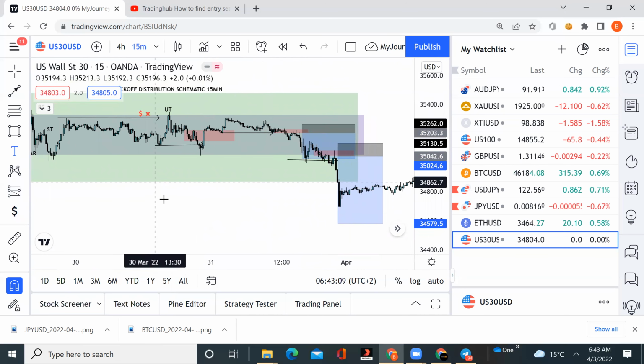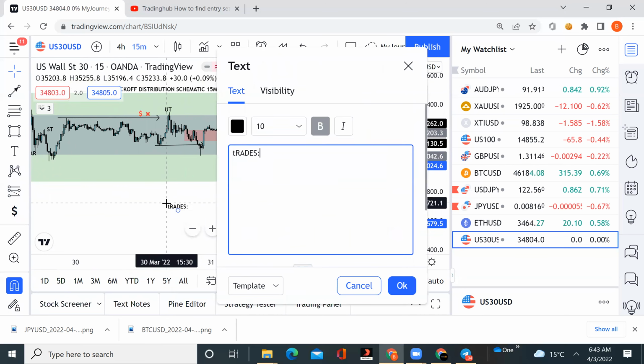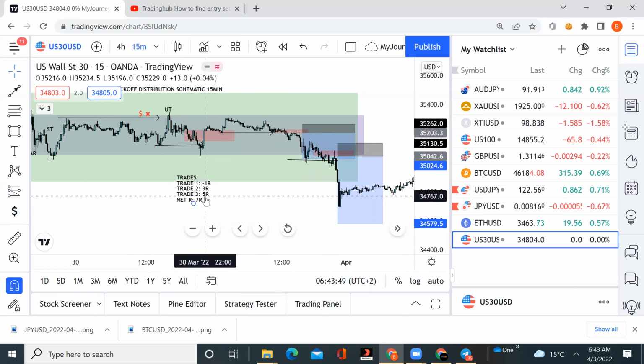So as you can see, we lost 1R on the first trade, so minus 1R. On the second trade, we gained 3R. And on the third trade, we gained 5R. So regardless of losing that 1R on the first trade, you have a net of 7. So you mustn't worry if you lose your first setup.